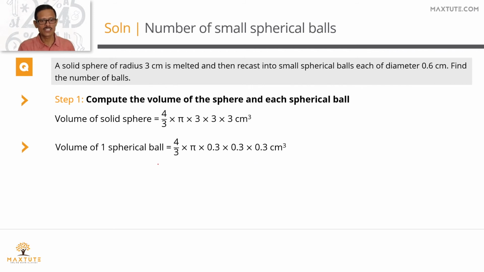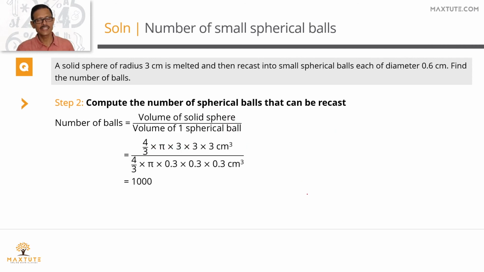Number of balls, we wrote it in the first slide, is basically dividing the second term by the first term. The volume of the solid sphere divided by volume of each of these balls will give us the number of balls. 4 by 3 pi will get cancelled. 3 by 0.3 is a 10. So that's going to happen for each of these 3 by 0.3. Each of the 3 by 0.3 will leave us with a 10, 10 and 10. So that's going to leave us with 10 into 10 into 10, which is equal to 1000 balls. So how many balls will we get by recasting the solid sphere?